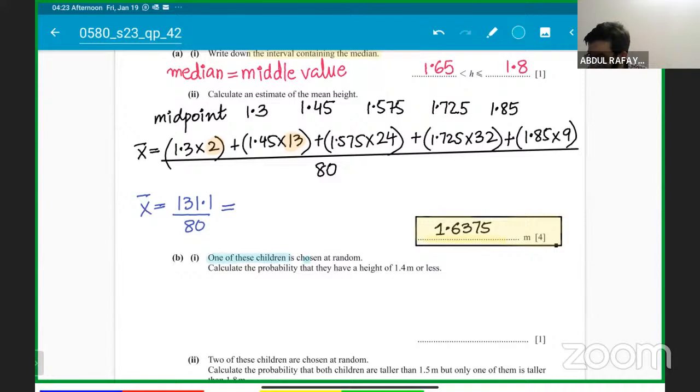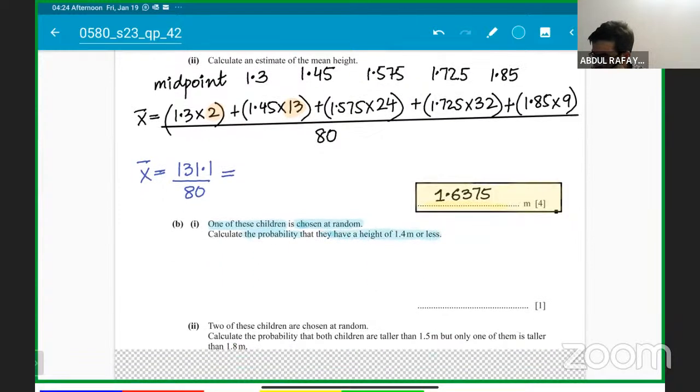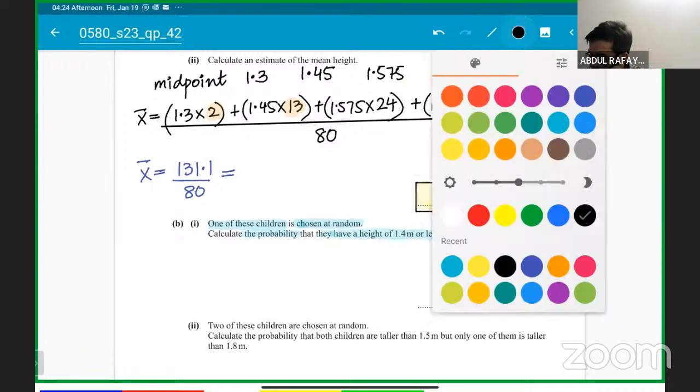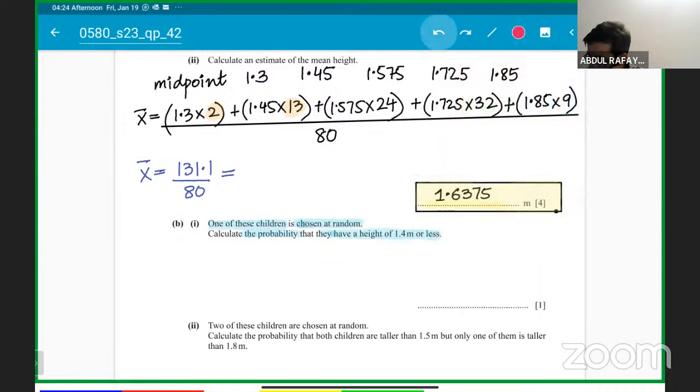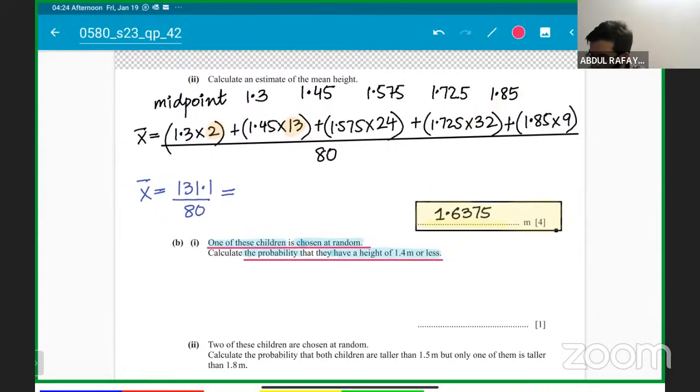That is why the time is extra. If you have finished the paper, just go through it again, okay? Now in statistics, probability also comes. So let's discuss this as well. One of these children is chosen at random, and we have to calculate the probability that they have a height of 1.4 meter or less, okay? So what they are saying, everyone with me, is that one of these children is chosen at random. Calculate the probability that they have a height of 1.4 meter or less.